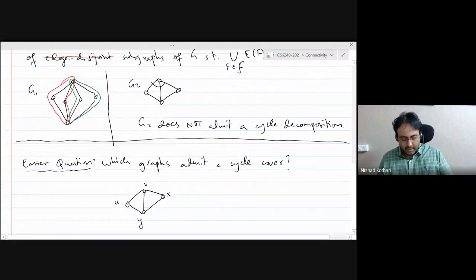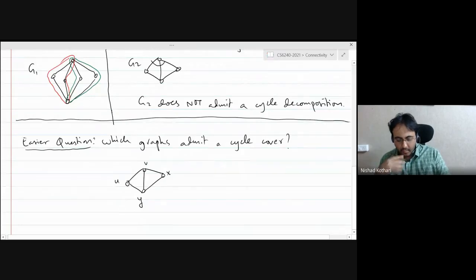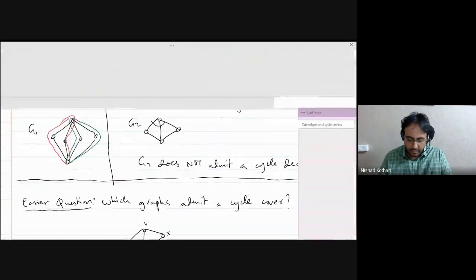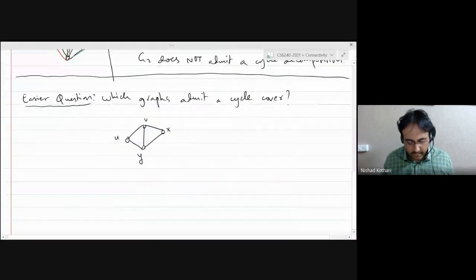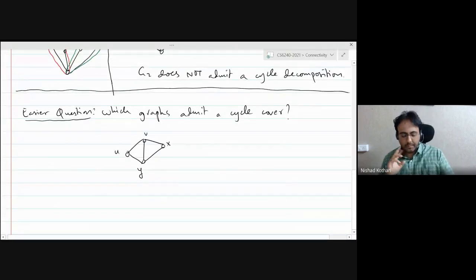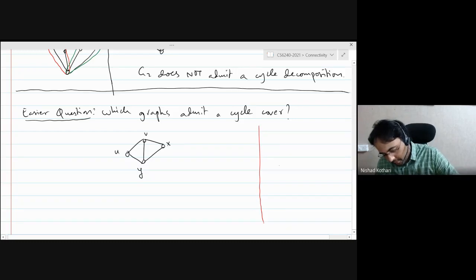So let's talk about this graph. Does it have a cycle cover? This 4-vertex graph? There is an answer on the chat box: degree at least 2 for all vertices. Okay, let's think about that. So what about this graph? You want degree at least 2 for all vertices. What about this graph? Does this have a cycle cover?